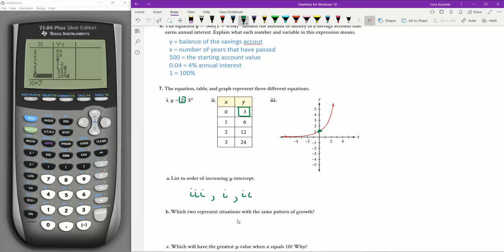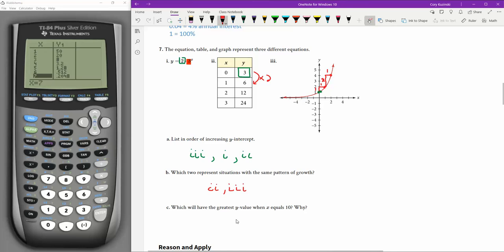Which 2 situations have the same pattern of growth? Well, let's see. This one's tripling. This one's doubling every time x goes up by 1. What's happening here? That goes to 2. So up 1, an increase of 100%. And then what happens here? Does it double again? It looks like it does. This one goes from 2 to 4, so it doubles as x went up 1. So that's going to be the table and the graph that have the same growth pattern.